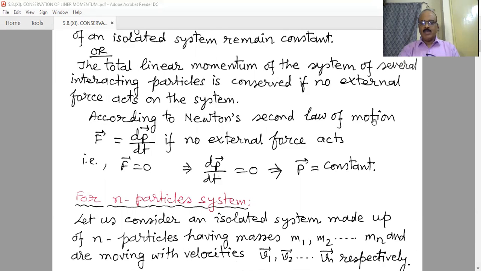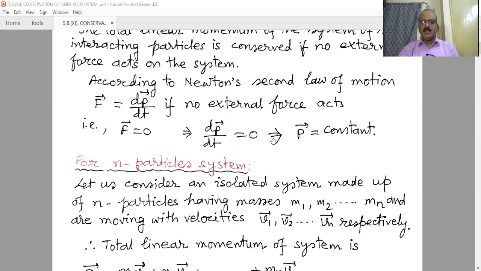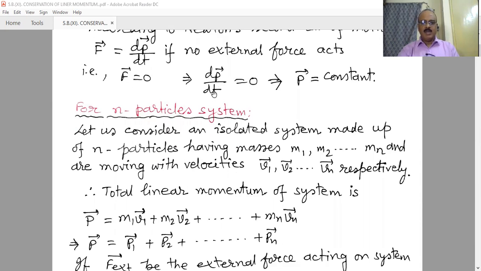According to Newton's second law of motion, we know that F, the external force or net force, is equal to dp/dt, the rate of change of linear momentum. If no external force acts, then F will be 0, and this indicates dp/dt is equal to 0. That means P is a constant. When dp/dt is 0, the value of P is a constant. It is the mathematical form of the law of conservation of linear momentum.